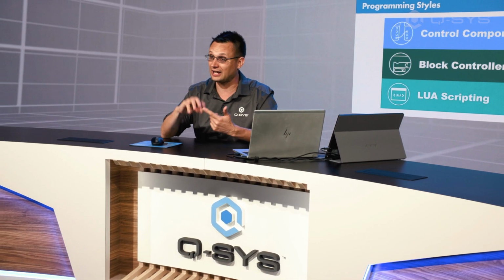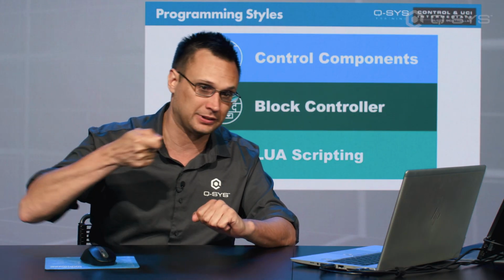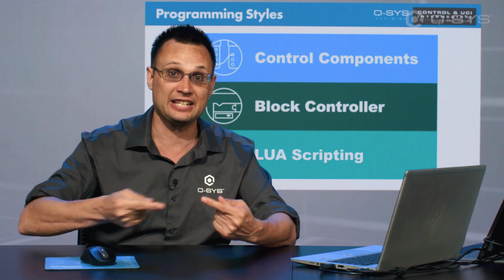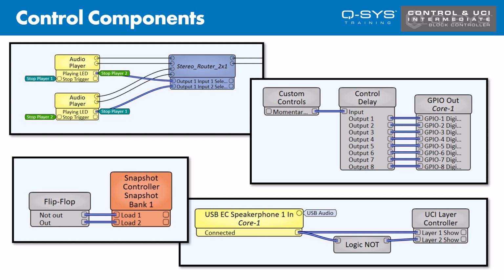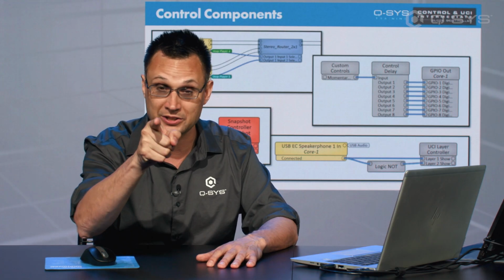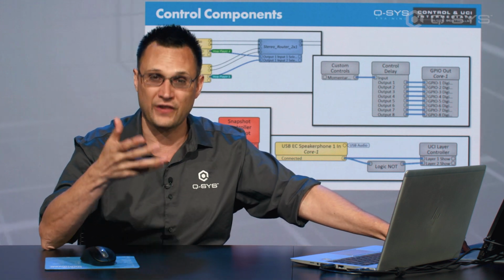Control components I like because they're really straightforward. They're really analog. It's like taking a wire and plugging it into something else, and you can see that wire. Here's a couple of examples of simple control components. If you took the previous version of this class, or even if you've taken Control 101, which you should have because that's a prerequisite, then these should look fairly familiar to you.